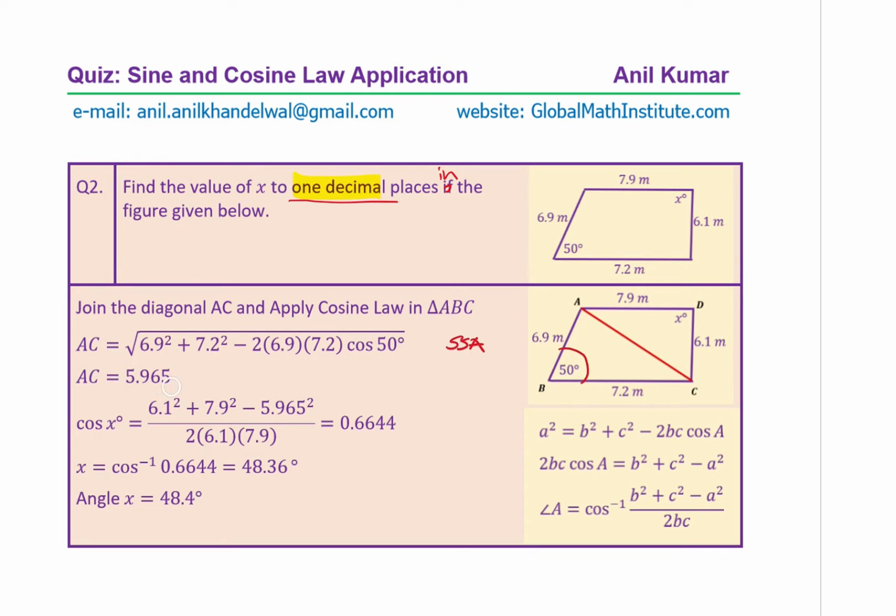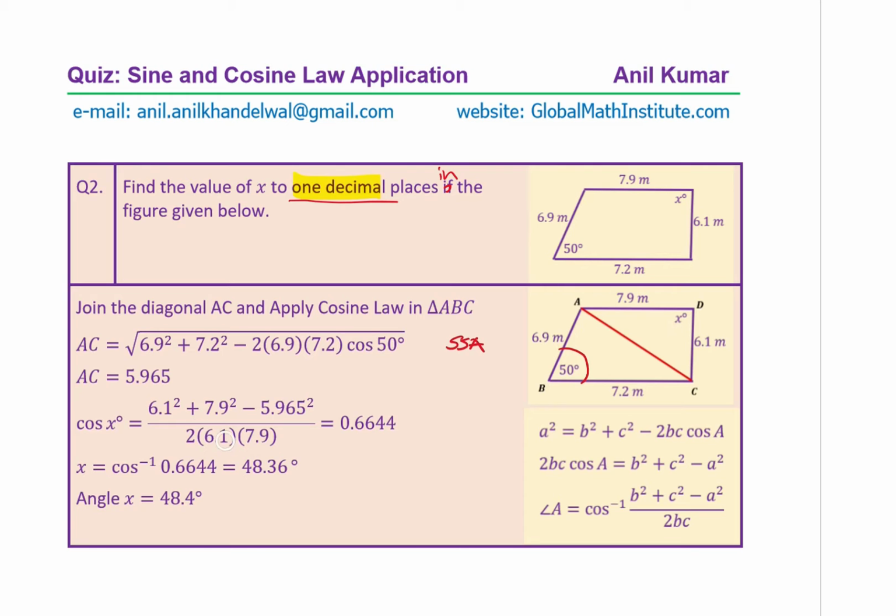Use calculator, get the answer, which comes out to be 5.965. So we got the side AC now. We can check the other triangle, which is triangle ADC, right? So now in the triangle ADC, we can find the angle A knowing the opposite side. Perfect. Again, we are working with an SAS situation. The angle is the included angle. Therefore, we will be applying the cosine law.